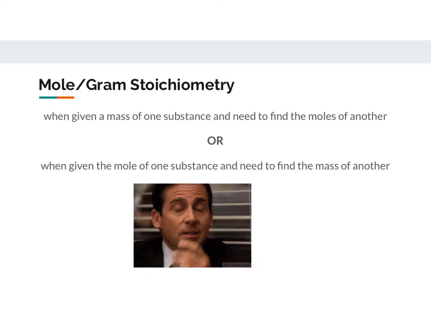So this is when, given a mass of one substance, they're asking us to find the moles of another substance in the reaction. Or they might give you the moles of one substance and you need to find the mass of the other substance. So you can start off with moles and get to grams, or you can start off with grams and get to moles. And keep in mind that with stoichiometry, it is always going from one substance to a different substance. So we want to know what the end result is in a different substance than what we started with.